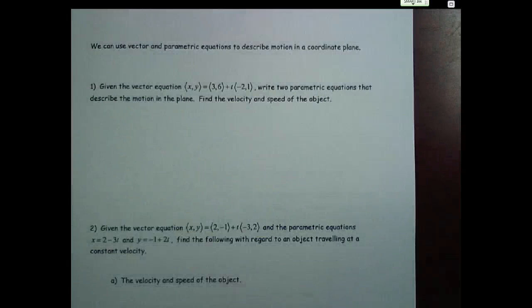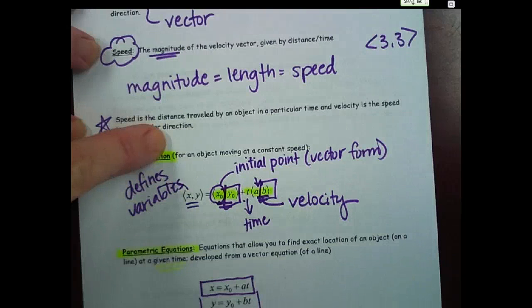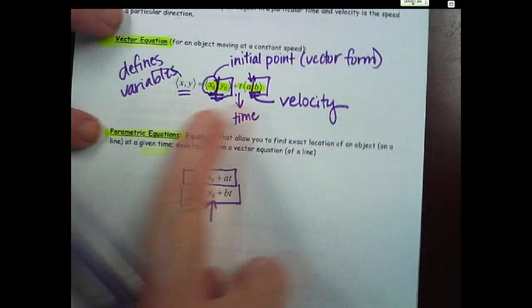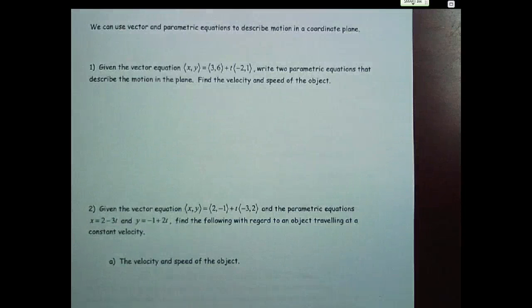Go to the 2 new vocabulary words, guys. Remember our vector equation, which we have highlighted, and then you have a parametric equation. The parametric equation just puts everything in terms of time. So these are 2 new things. All right, so let's read number 1. We can use a vector and parametric equations to describe a motion in a coordinate plane. So number 1, the vector equation, right, and it gives it to us right here, is this.